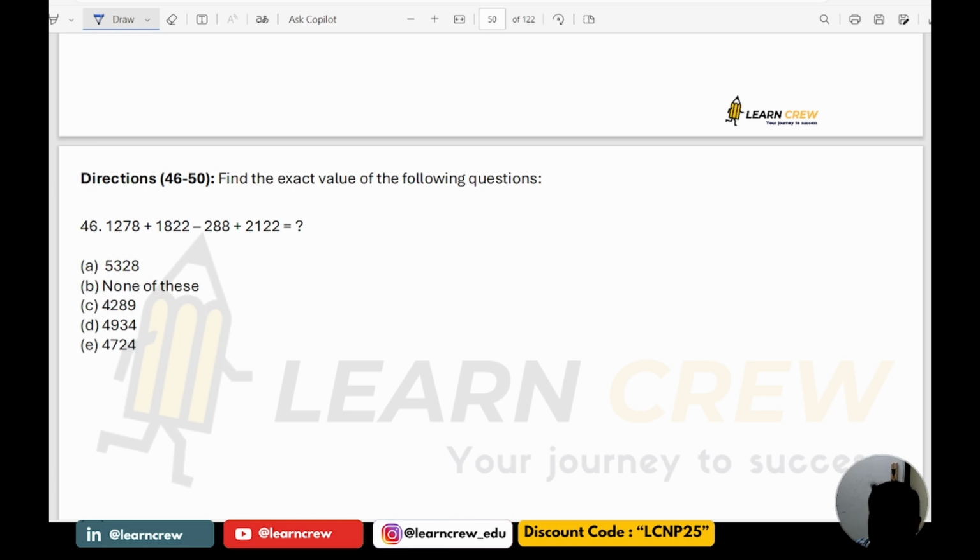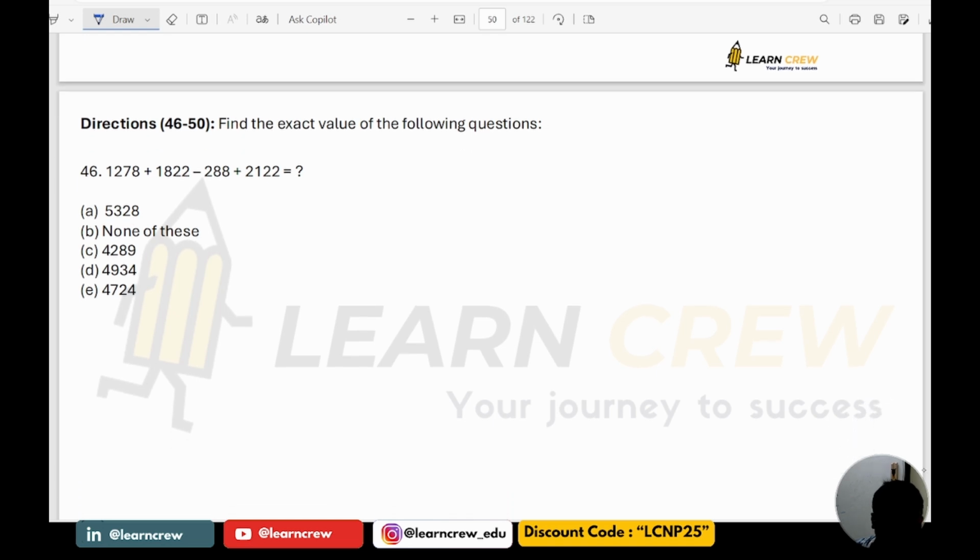Now question, exact value. Exact value how much? So the last value must be 46th question. What is the answer? 8 minus 8, 2 plus 2, 4. So this is not the answer, this is not the answer. Out of these two, which is correct?